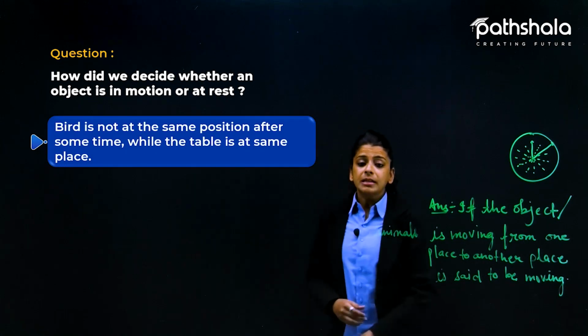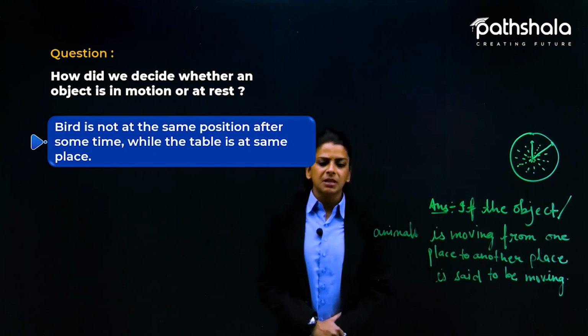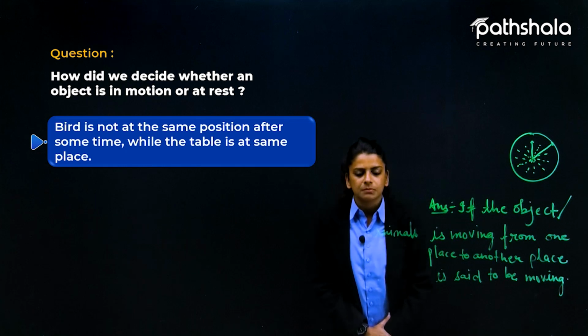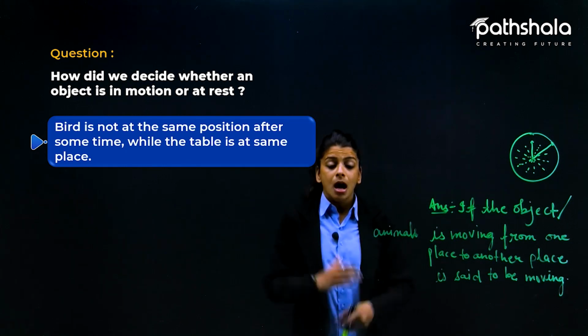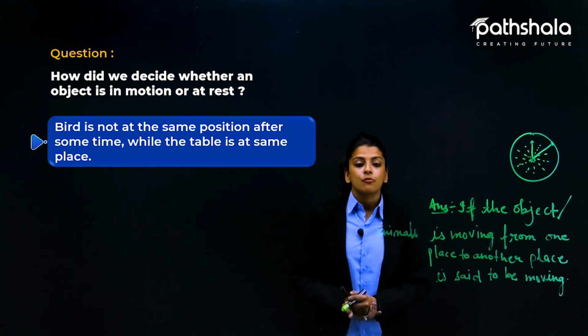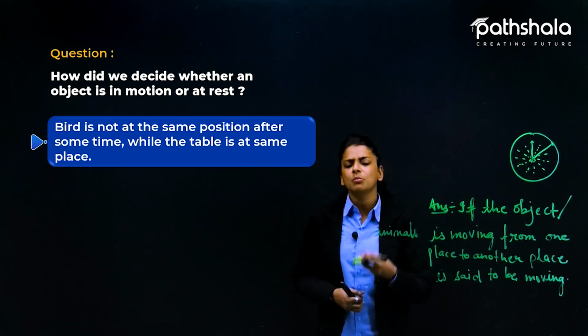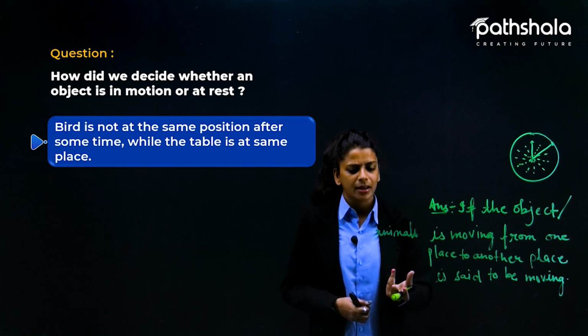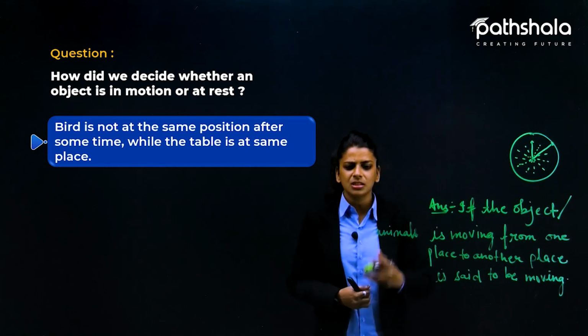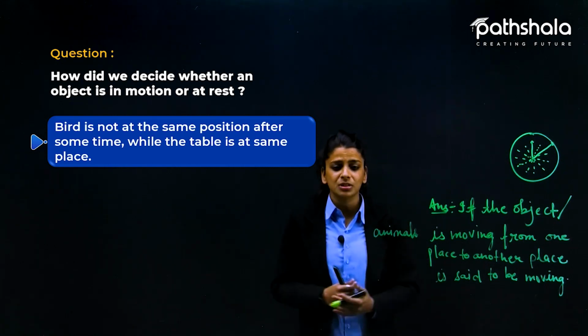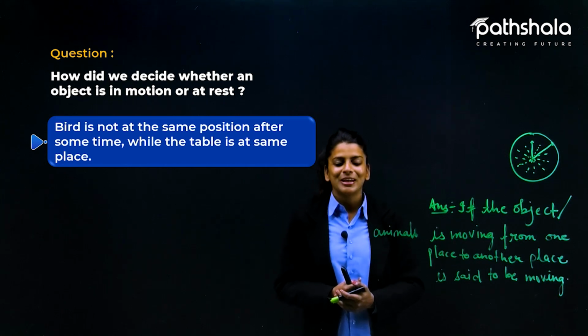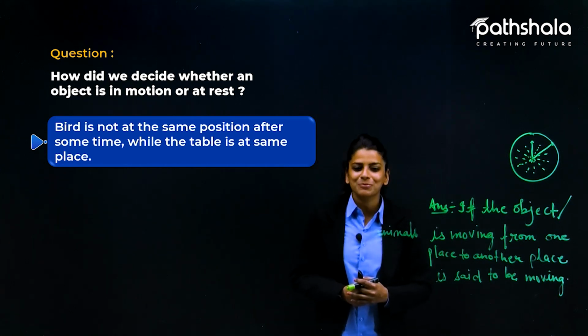Now, the bird is not at the same position after some time while the table is at the same place. As we have discussed, a bird क्या है? Bird moving है. For example, अगर आपने bird देखा है tree पे, then after some time you might see it flying in the sky. So yes, it has already changed its position. Now you are not able to see the bird sitting on the tree. So that is how you know that a bird is moving.